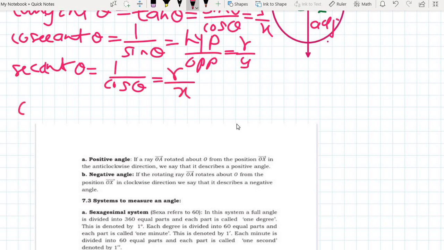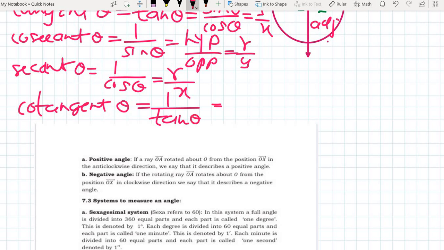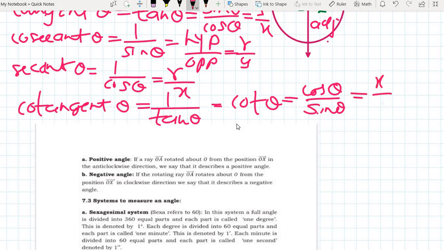And finally, consider cotangent theta. We know that this is the reciprocal of tan theta. So cotangent theta is also written like this, cot theta. Cot theta is equal to cos theta by sine theta. That is equal to adjacent side by opposite side, that is X by Y.